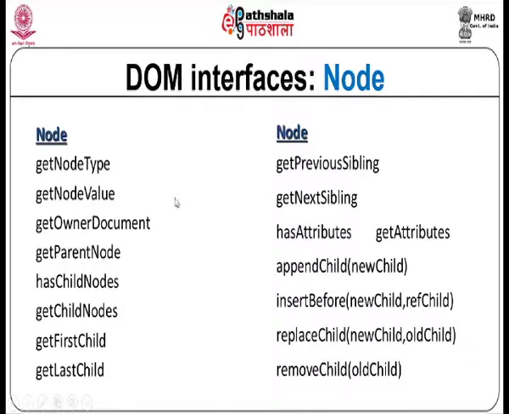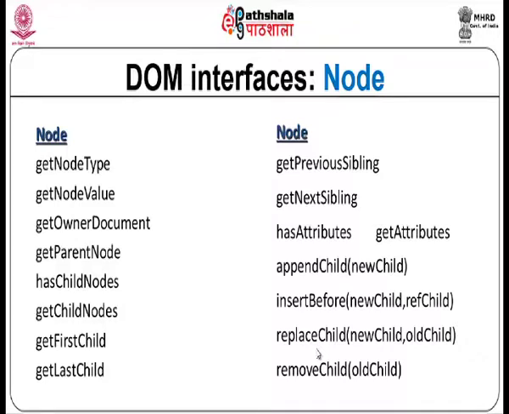Similarly, get child nodes retrieves all the child nodes of any node. Get first child, get last child. So, whatever properties we have seen, the corresponding methods to retrieve them are listed here. Other than that, you have the property called attributes. Has attributes will check whether there are attributes for an element, and get attributes is to find out all the attributes of an element. The last four methods, append child, insert before, replace child, remove child, are for manipulating the XML document.